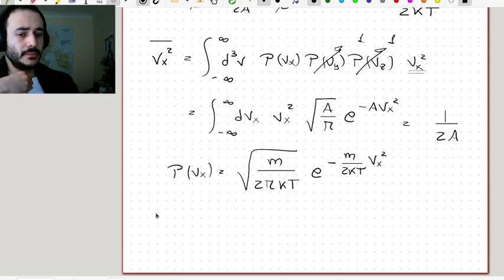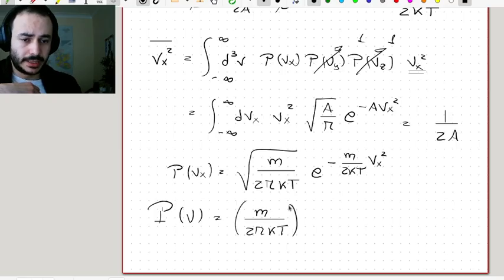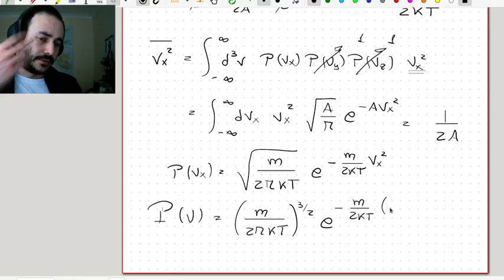Okay, and if you want to write the calligraphic uppercase P, which depends on everything, this would be the product of three guys equal to this one. So that would be (m divided by 2 pi kT) to the 3/2. Okay, and here is e to the minus m divided by 2kT, and you can write here Vx squared plus Vy squared plus Vz squared if you like, or you can write V squared if you will.